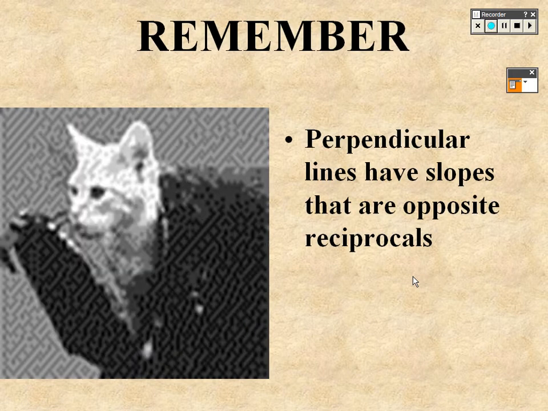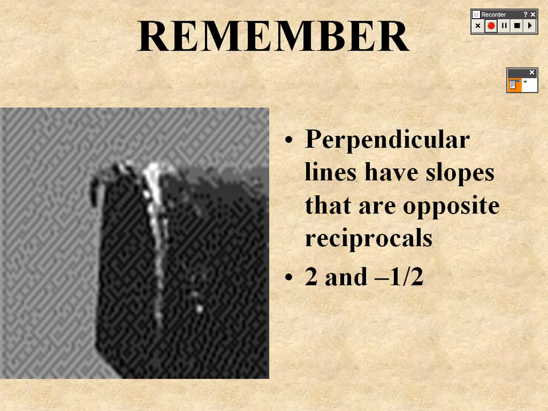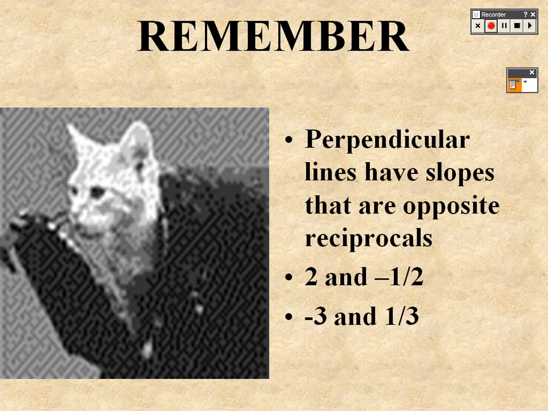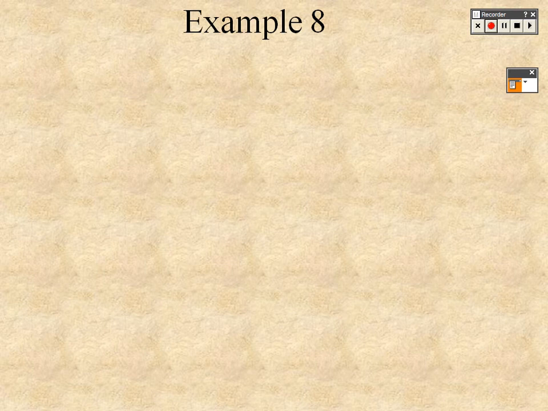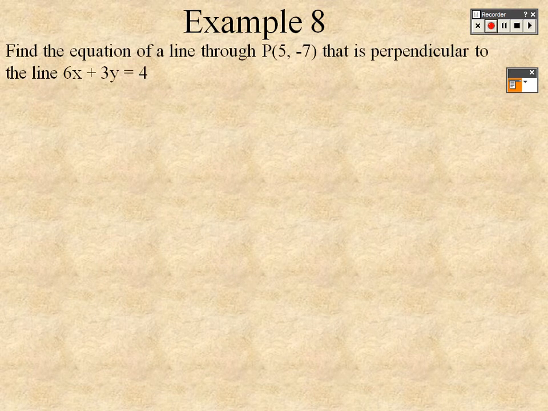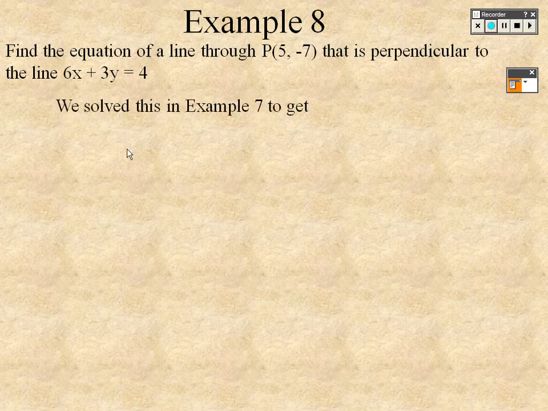Perpendicular lines have slopes that are opposite reciprocals. Opposite reciprocals. So 2 and negative 1/2, right? Negative 3 and 1/3, opposite reciprocals. So find the equation of a line through this point that's perpendicular to this. Well, we solved it already. We said that we got y equals negative 2x plus 4/3, right? Because we move the x over, then divide by 3.